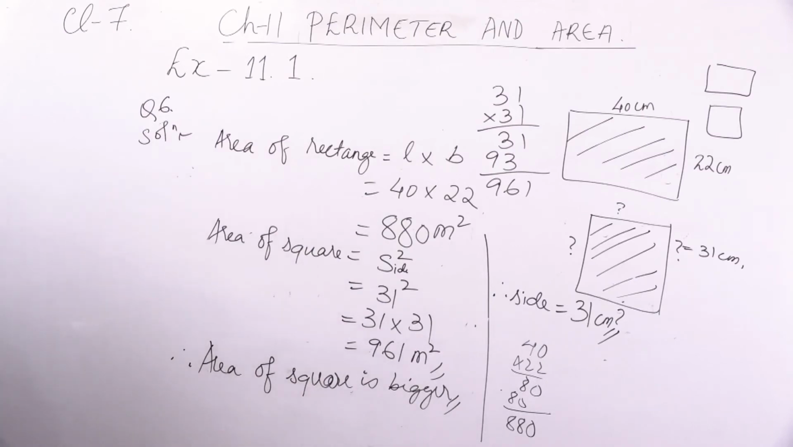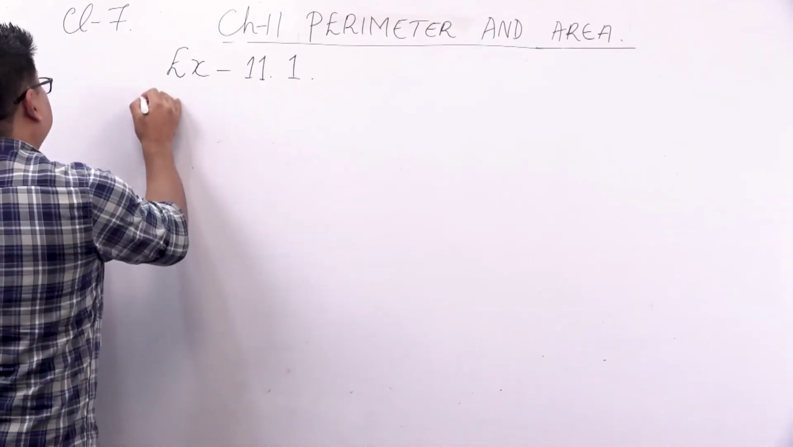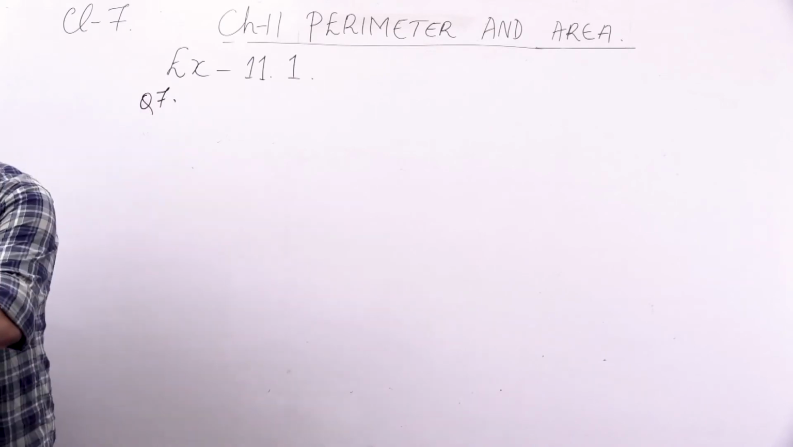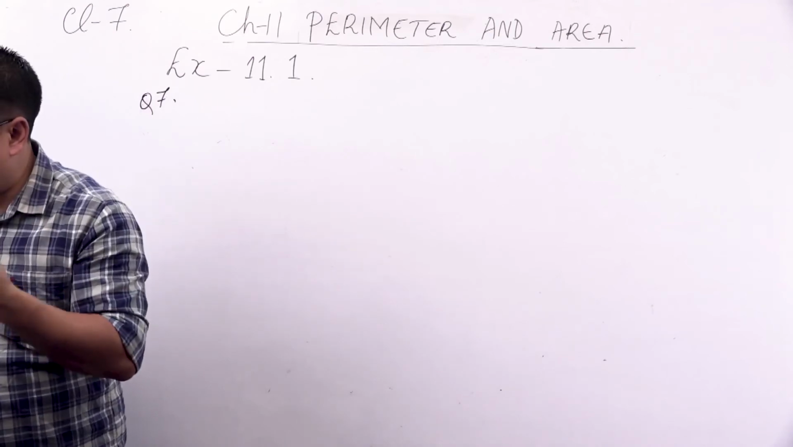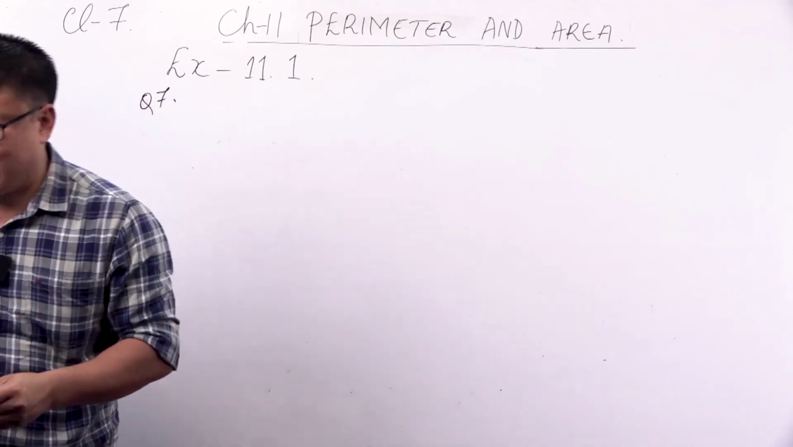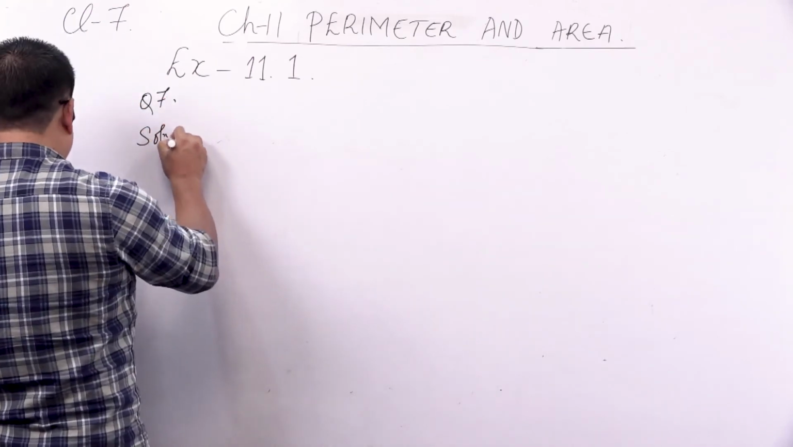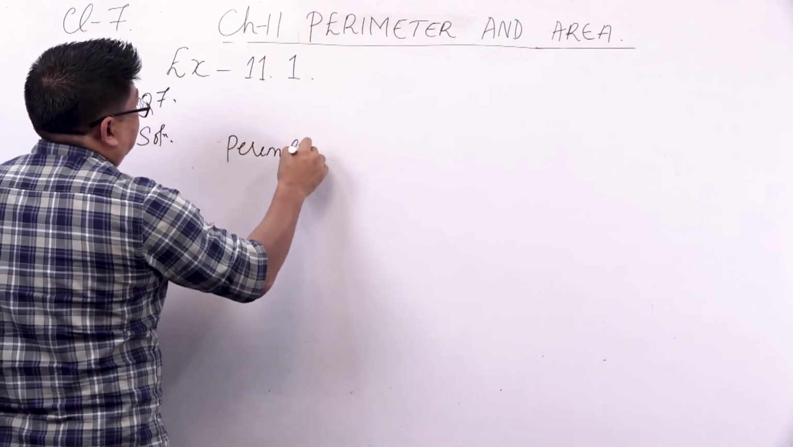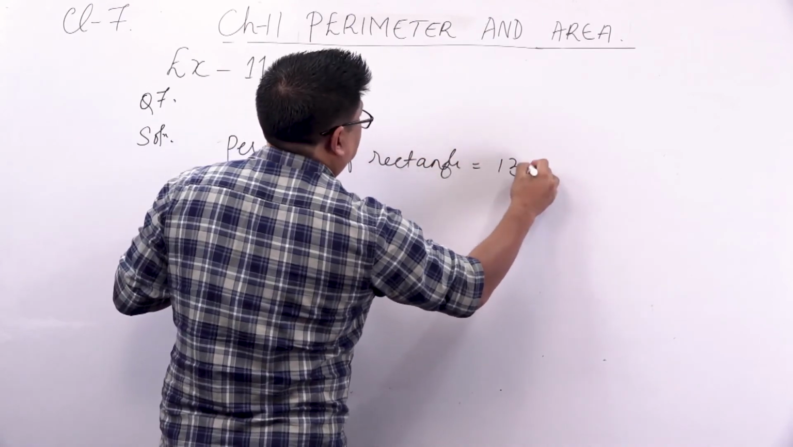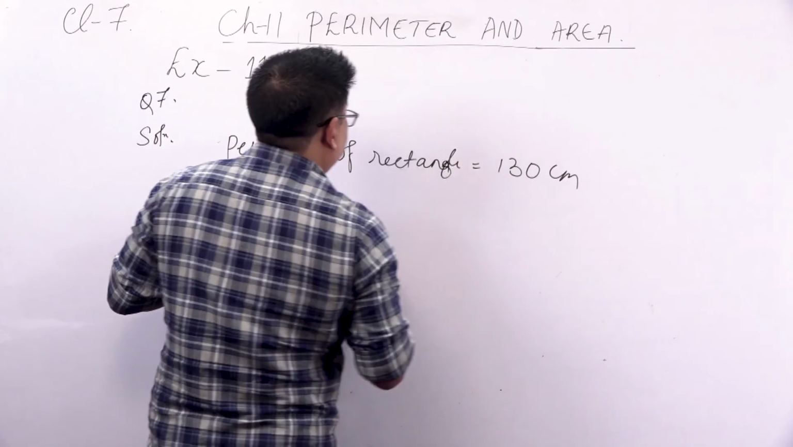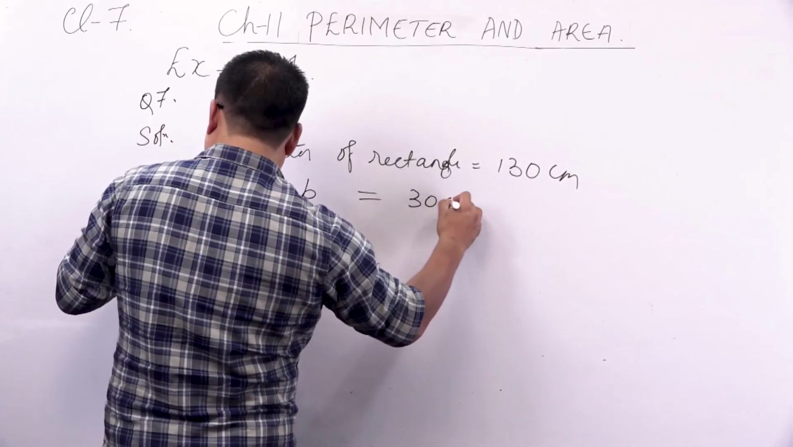Let's look at the last question for this class. So the question reads like this. The perimeter of a rectangle is 130 centimeter. If the breadth of the rectangle is 30 centimeter, find its length. Also, find the area of the rectangle. In the question it is given perimeter of rectangle is 130 centimeter, right? And breadth is given as 30 centimeter.